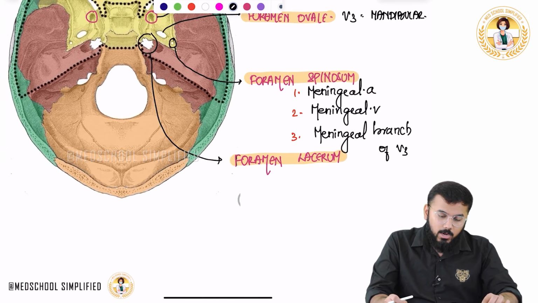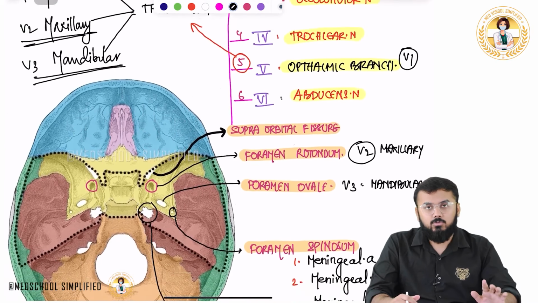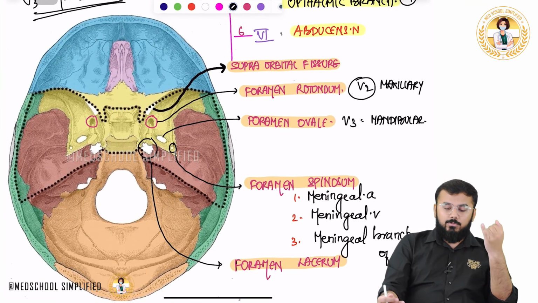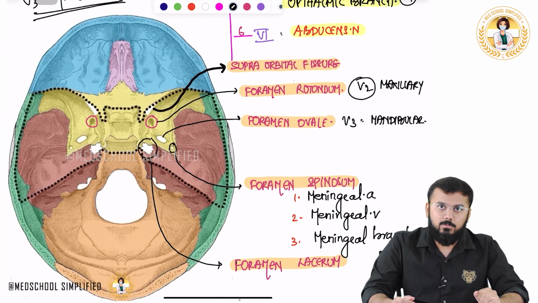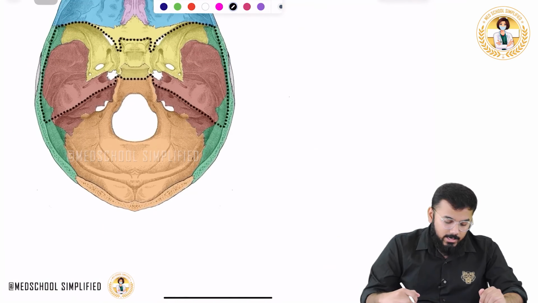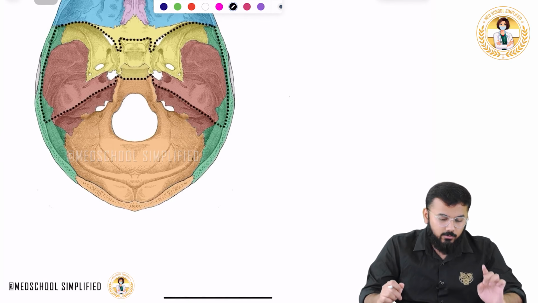Now when it comes to foramen lacerum, this is the part over here. What are the important foramina you have here? You have the superior orbital fissure, foramen rotundum, foramen ovale, foramen spinosum, and foramen lacerum. After this, the next important thing we will discuss is the posterior cranial fossa.